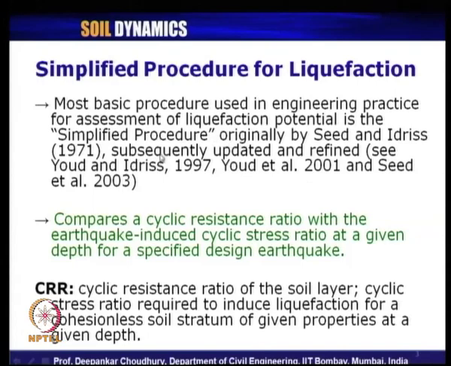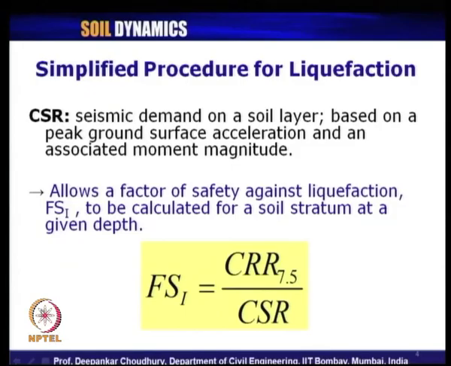2001. Initially, the simplified procedure was proposed by Seed and Idriss in 1971, which has been subsequently updated and modified. And Youd et al. 2001 is one of the latest methodologies used worldwide for computation of liquefaction potential. So, two terms have been defined: CRR, cyclic resistance ratio, and CSR, cyclic stress ratio. The factor of safety against liquefaction is defined as CRR 7.5, where 7.5 denotes the moment magnitude of earthquake of 7.5. CRR is calculated at that magnitude of earthquake, divided by the CSR at a particular depth.